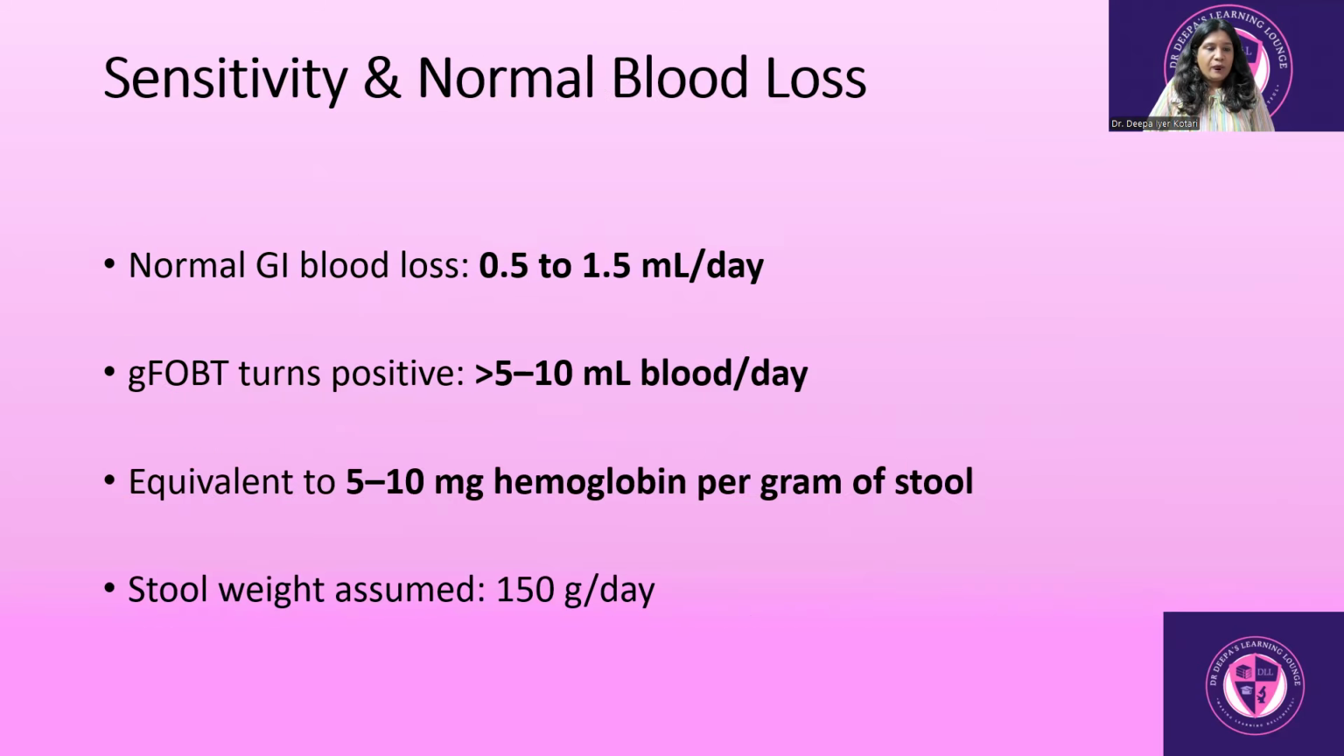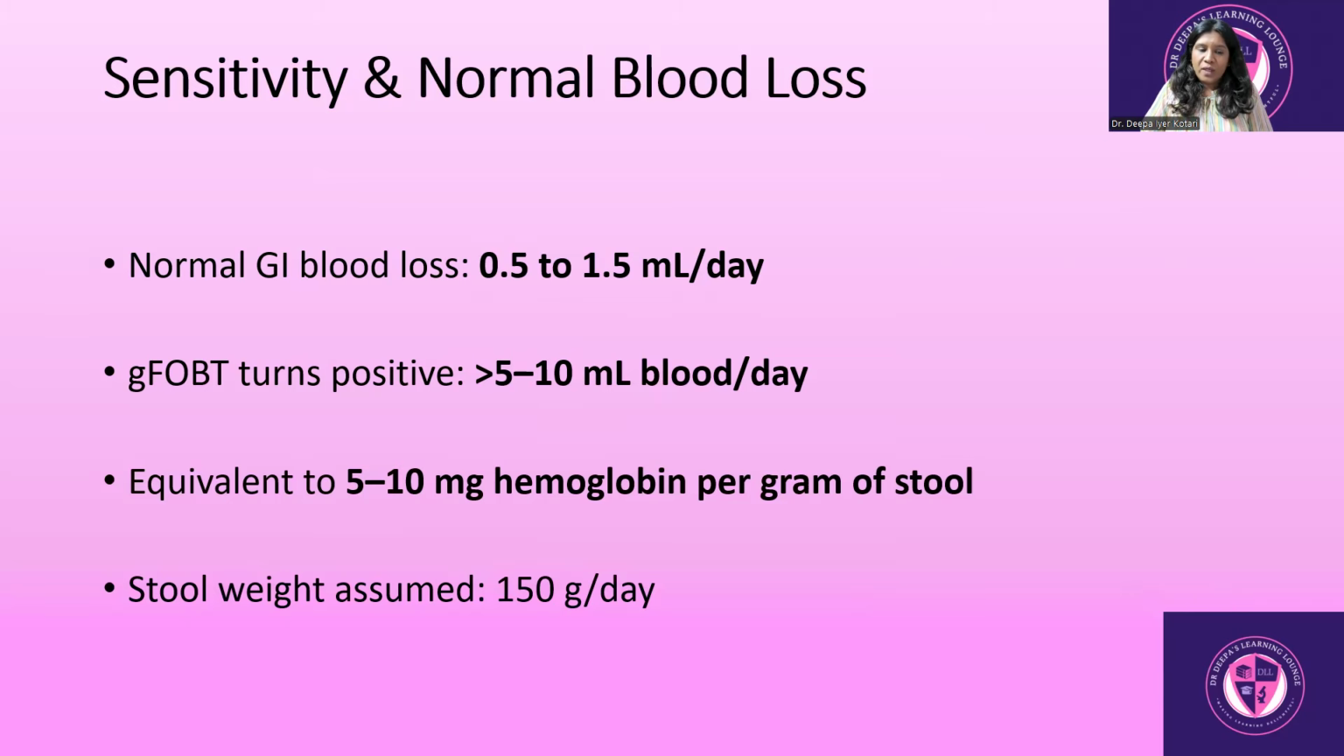If you look at the sensitivity and the normal blood loss in a human being, in normal physiology itself, there is some amount of blood loss that occurs, which is not devastating for the patient. So as you know, our GIT constantly sheds the mucosa. So there is some amount of hemoglobin that also comes out into the stool along with it, which is considered normal. So usually, the GI blood loss is in the tune of 0.5 to 1.5 milligrams per day, which is acceptable and it is normal.